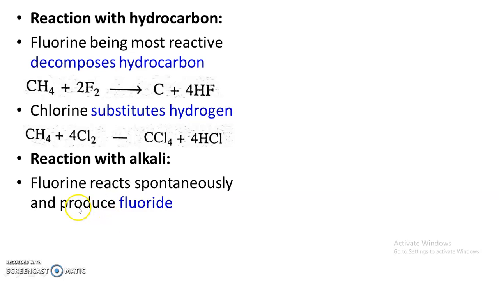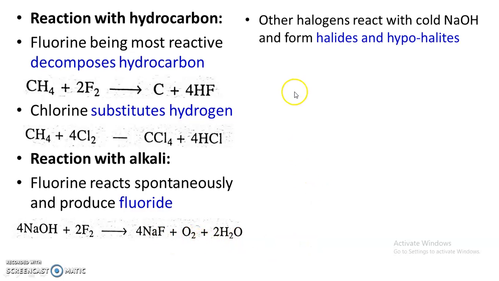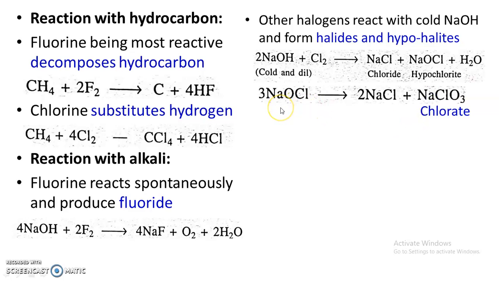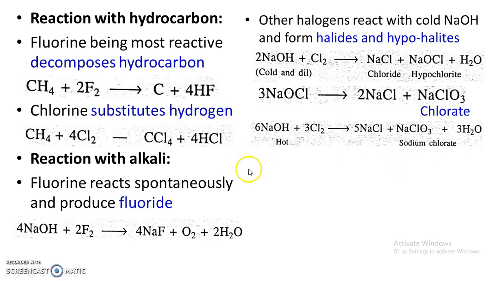Now reaction with alkali. Fluorine reacts spontaneously with alkali and forms fluorides. For example, NaOH plus F2 gives sodium fluoride, oxygen and water. Other halogens react with cold NaOH and form halides and hypohalides. For example, chlorine reacts with cold sodium hydroxide and forms sodium chloride and sodium hypochlorite. The sodium hypochlorite at higher concentration forms sodium chlorate. So chlorine reacts with hot concentrated NaOH and directly forms sodium chlorate along with sodium chloride.